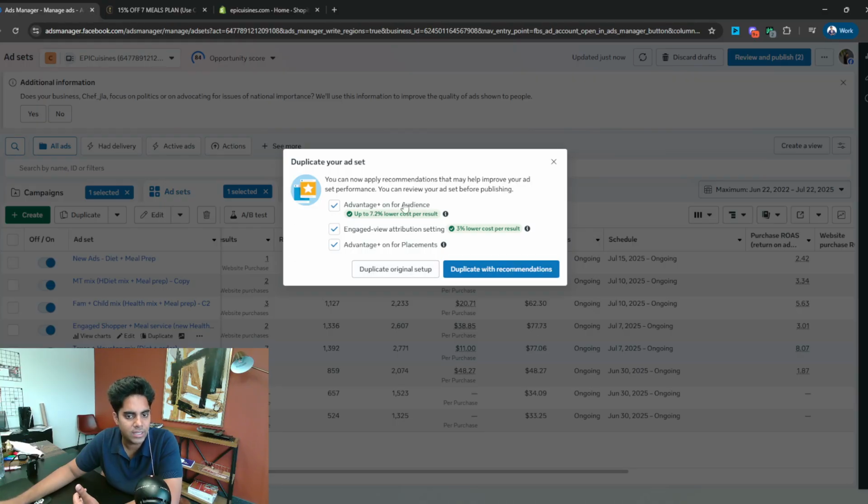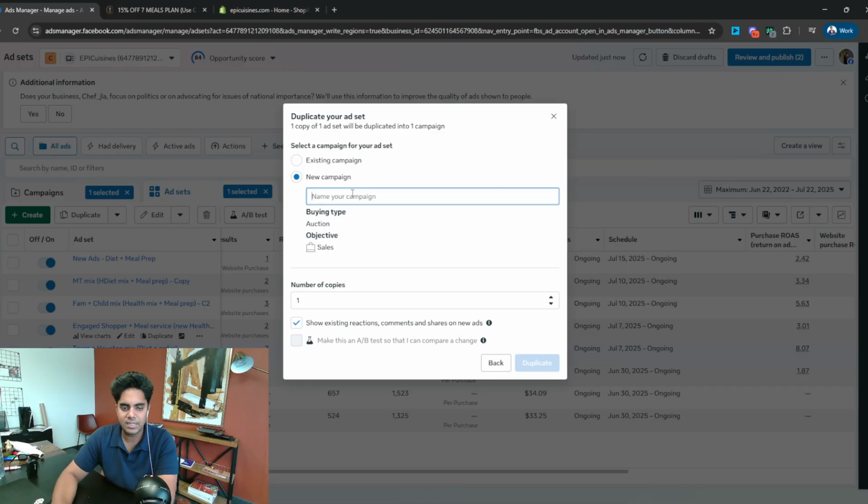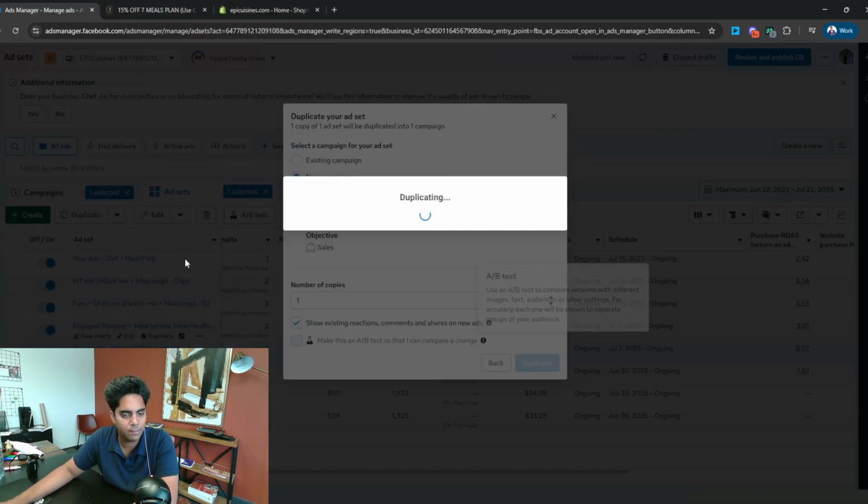Now it's saying duplicate with all this other stuff. We don't want to duplicate with all that other stuff yet, so we want to just duplicate original setup, and then we want to do new campaign. I'm just going to say testing sod. Okay, so duplicate new campaign.